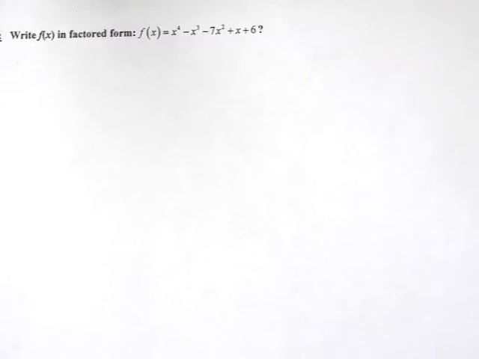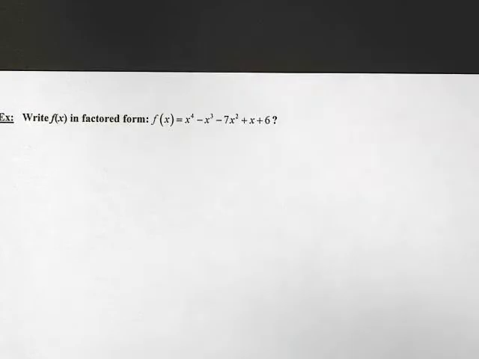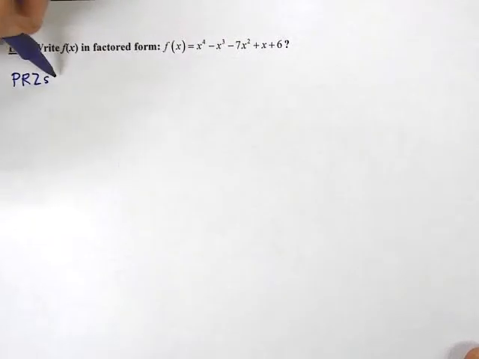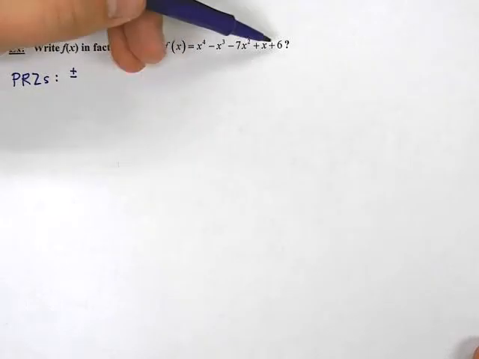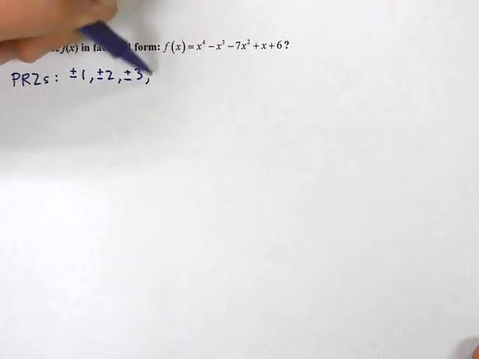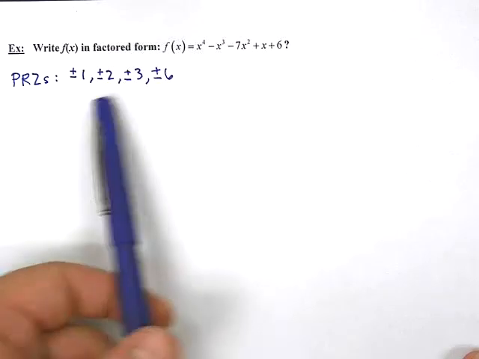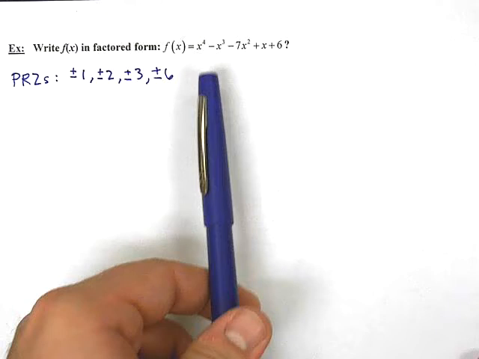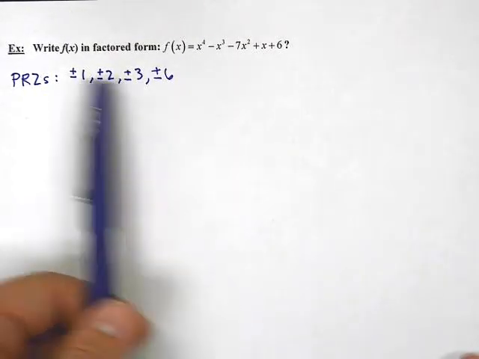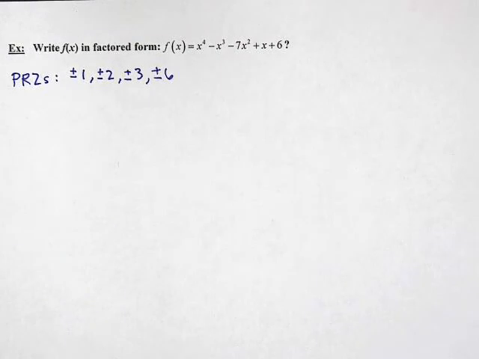Oop, we got another. Okay, so again, we are going to find a list of our PRZs. That is the first thing we should be doing. And I know that's going to be plus or minus factors of 6. Plus or minus 1, plus or minus 2, plus or minus 3, plus or minus 6. Do I even need a denominator here, guys? Nope. My leading coefficient is 1, so I would put this over plus or minus 1, and I would get the exact same thing. So don't do more work than you have to.